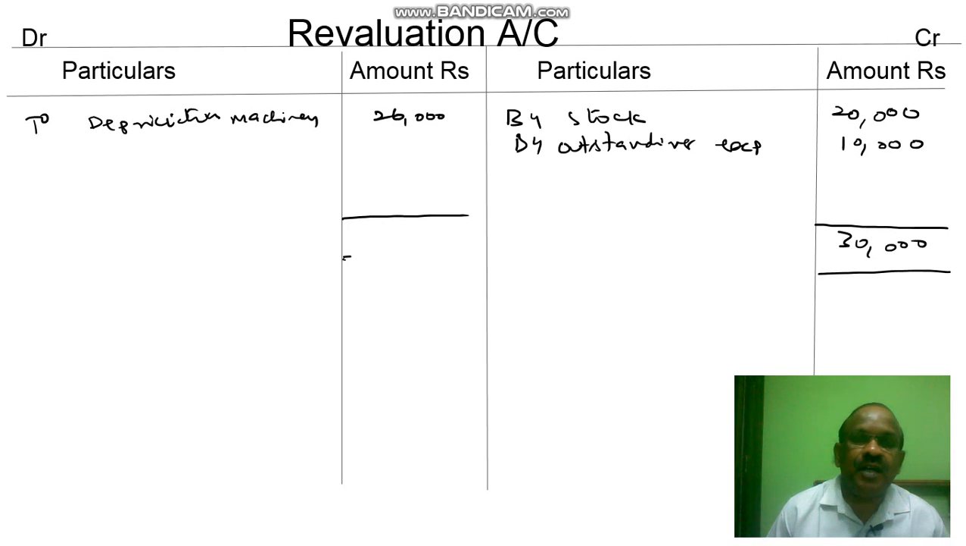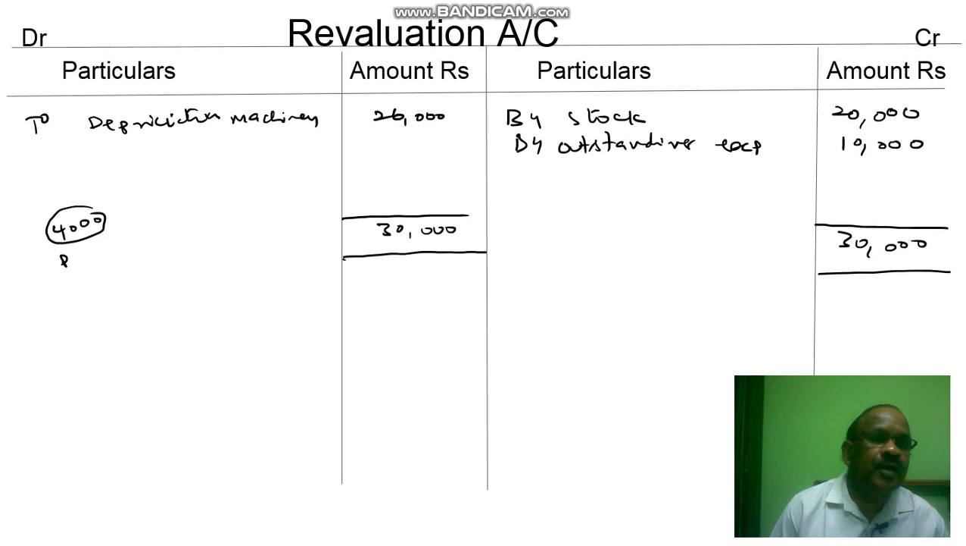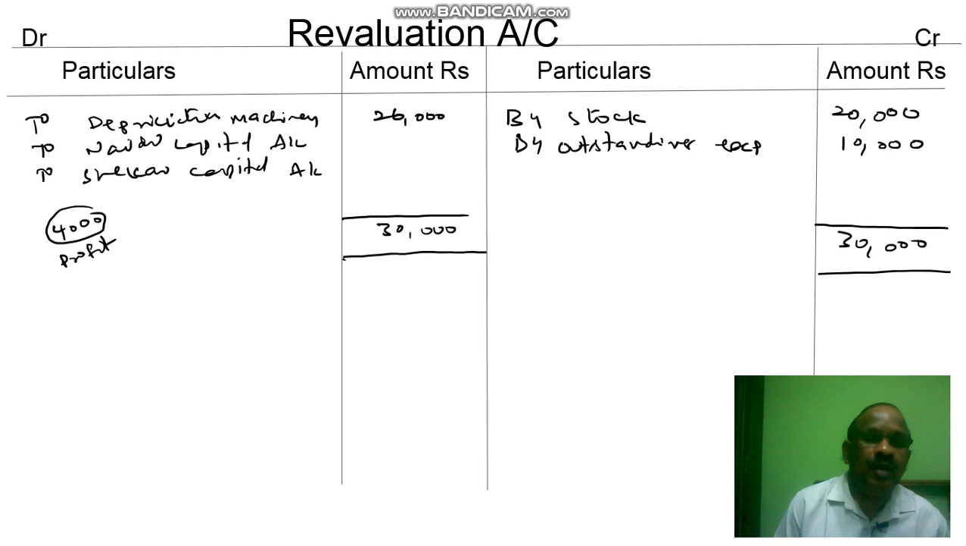So here the credit side is 30,000, debit side is 26,000, difference is 4,000. This is the profit. This amount will be distributed between two partners. The partners are Naidu capital account, next is Shaker capital account.